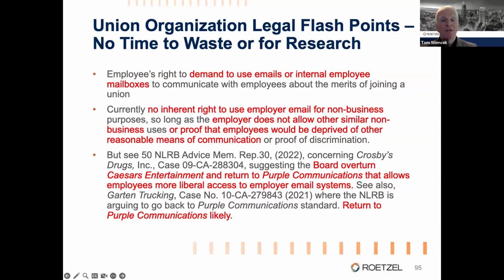The employee's right to demand to use emails or internal employee mailboxes is a big issue. Currently, and I say currently, there's no inherent right to use employer email for non-business purposes as long as you don't allow it for other similar non-business purposes, or proof that employees would be deprived of other reasonable means of communication. However, the old GC wanted to overturn Caesars Entertainment and return to what's called Purple Communications, which allows employees more liberal access to the email systems. So there may be a return to Purple Communications because it's such an integral part of communicating between employees. But right now, there is no inherent right to use the internal mailboxes and the email software for union activity.